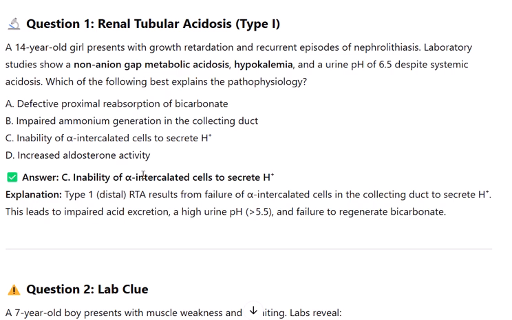Inability of α-intercalated cells to secrete H+. Explanation. Type 1 distal RTA results from failure of α-intercalated cells in the collecting duct to secrete H+. This leads to impaired acid excretion, a high urine pH, greater than 5.5, and failure to regenerate bicarbonate.